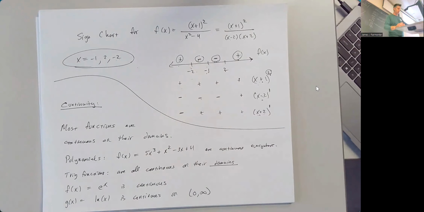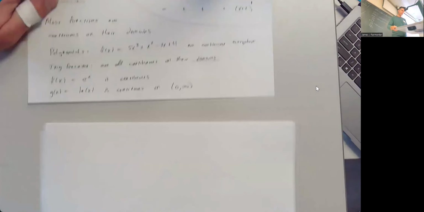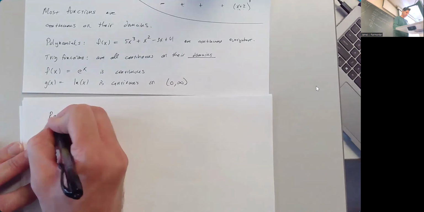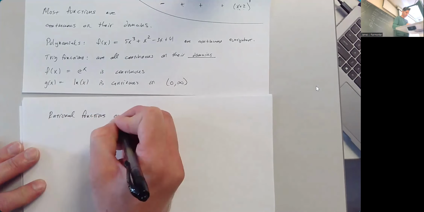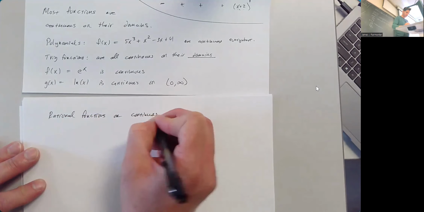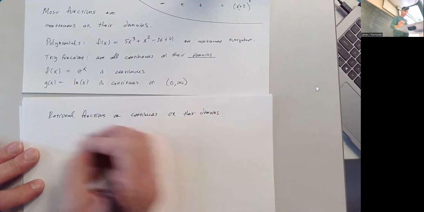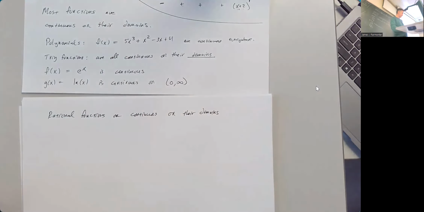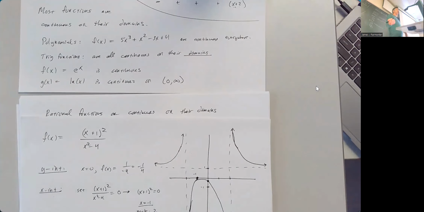The other one I should include here are rational functions. Rational functions are continuous on their domains. So that function that we just looked at, I'll show you the graph of it again. This function is continuous everywhere except for at x equal to 2 and x equal to -2, because those are the only two values that are not in the domain of this function.